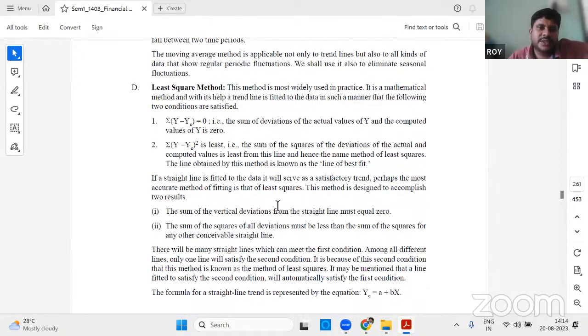Now, if a straight line is fitted to the data, it will serve as a satisfactory trend. Perhaps the most accurate method of fitting is that of least squares. This method is designed to accomplish two results. The sum of the vertical deviations from the straight line must equal 0. In that least, the sum of the vertical deviations from the straight line must equal 0, and the sum of squares of all the deviations must be less than the sum of the squares for any other conceivable straight line.